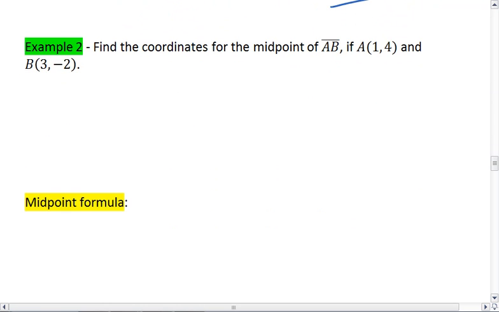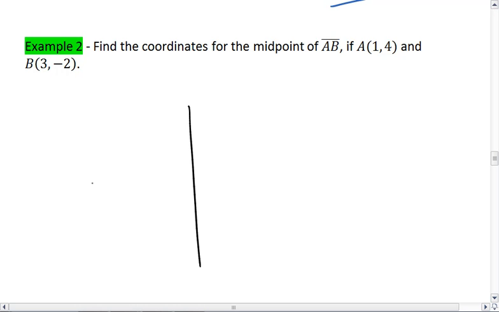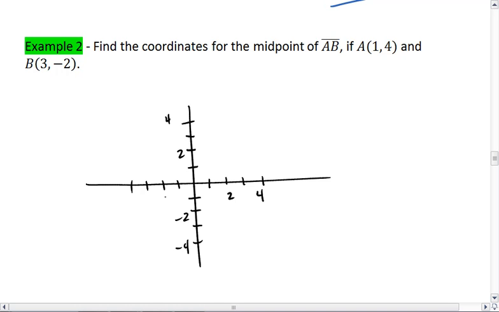Let's look at example 2. Find the coordinates for the midpoint of AB if A is at the ordered pair 1, 4 and B is at 3, negative 2. I'm going to go ahead and plot these points. And it's really important when you're drawing to label your graphs. I know that A is at 1, 4 and B is at 3, negative 2.